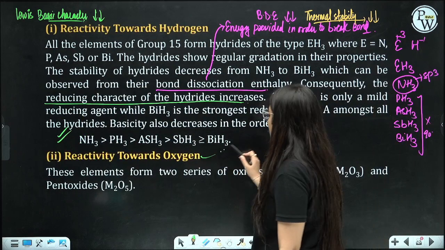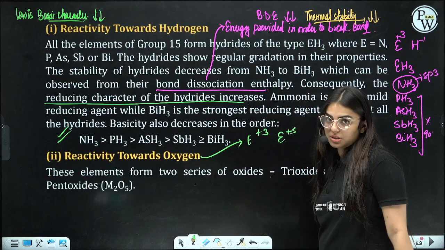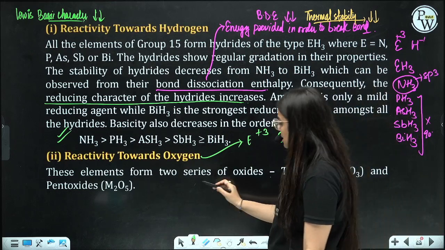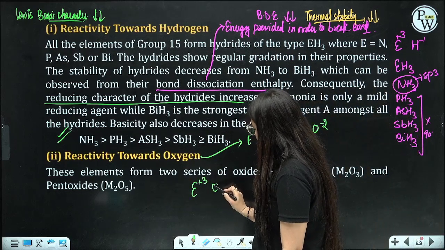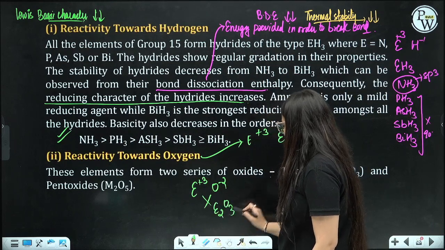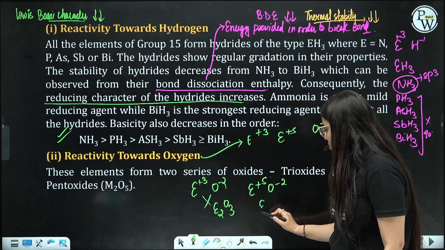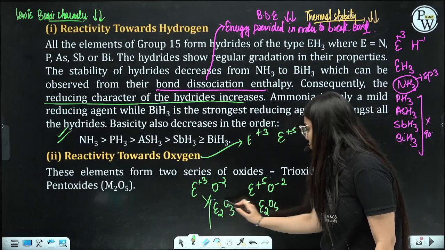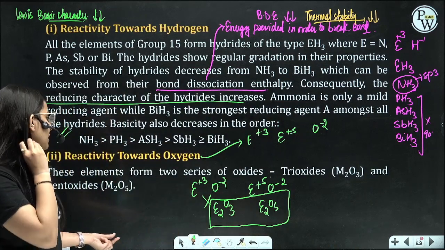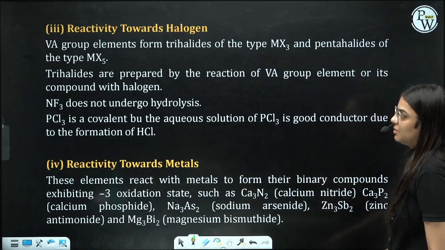When I'm talking with regard to oxygen, the elements can either have a +3 oxidation state or a +5 oxidation state. When reacting with oxygen, oxygen has a -2 oxidation state. So which types of compounds can be seen? When the element has a +3 oxidation state and oxygen has -2, cross multiplying we get E2O3. With E having +5 charge and oxygen -2, cross multiplication gives E2O5. So we are going to form E2O3 and E2O5 compounds in reactivity with oxygen. Here they have written M, I have written E.